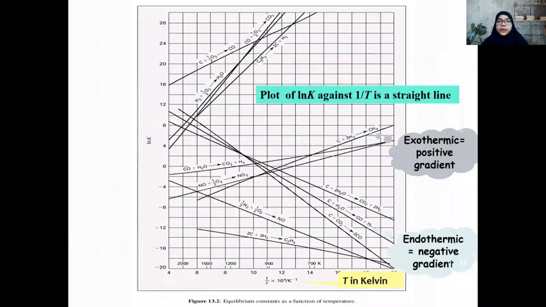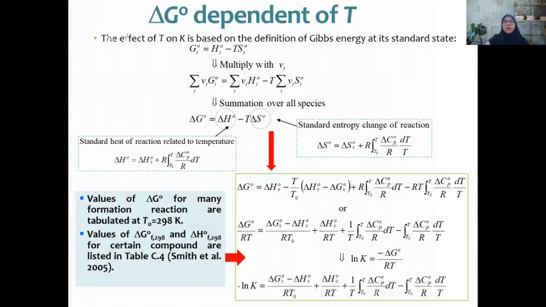By plotting ln K versus 1 over T, we can differentiate between exothermic and endothermic. For the exothermic, we are going to have a positive gradient, and for the endothermic, we are going to have a negative gradient or negative slope. Previously we have learned about the equation of minus ln K equal to delta G standard over RT.